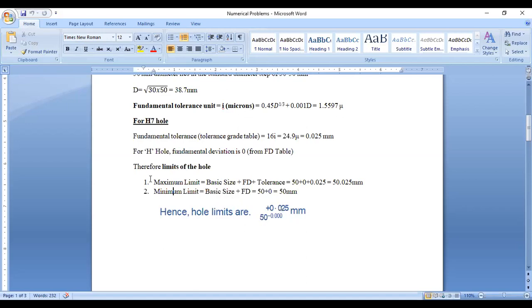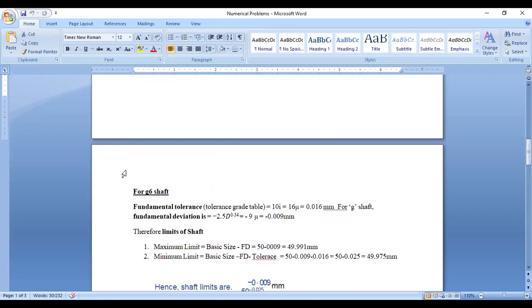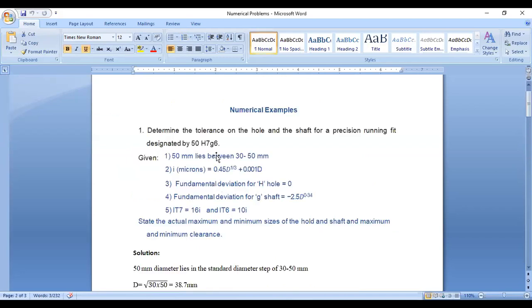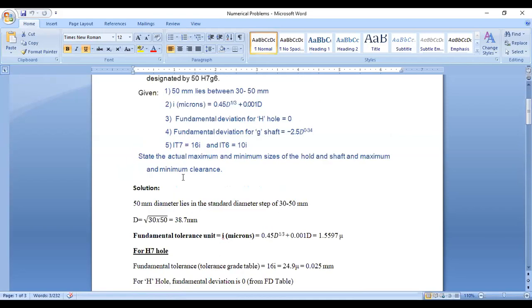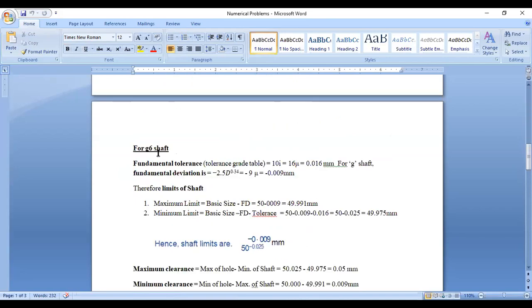Understood? This is how you are calculating the basic limits of the hole. Now come to the shaft G6. Because H7 and G6 he has mentioned. So here the value of D and value of I will remain the same even for the shaft calculation also.